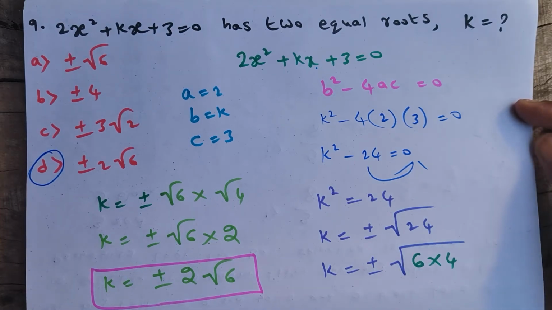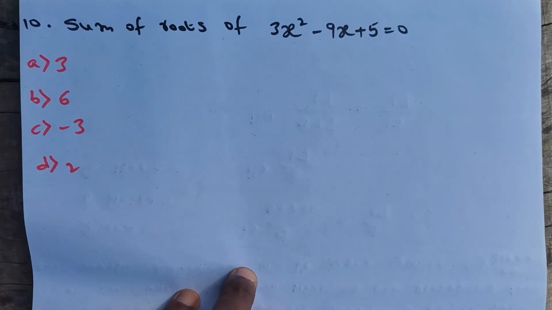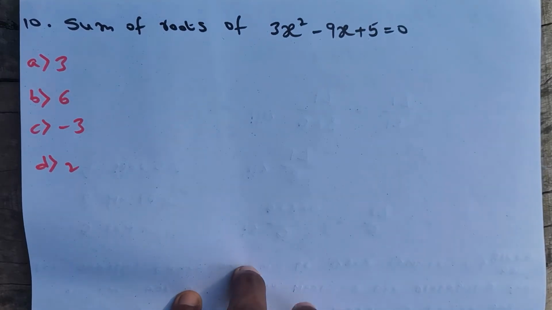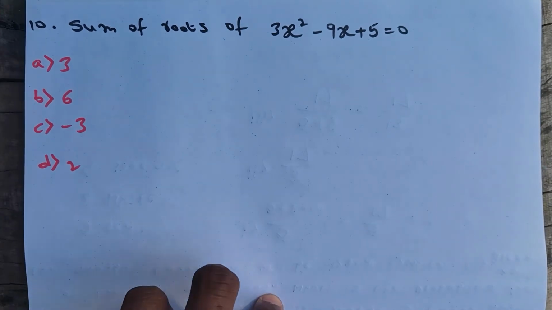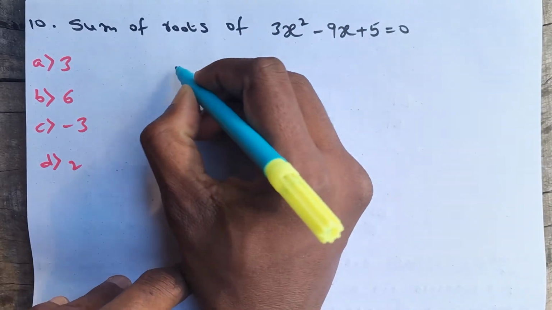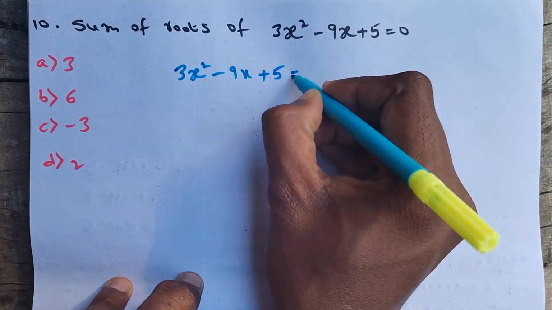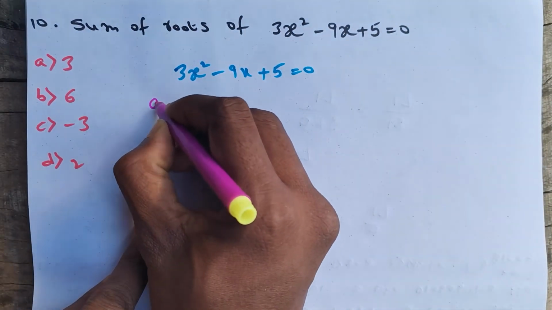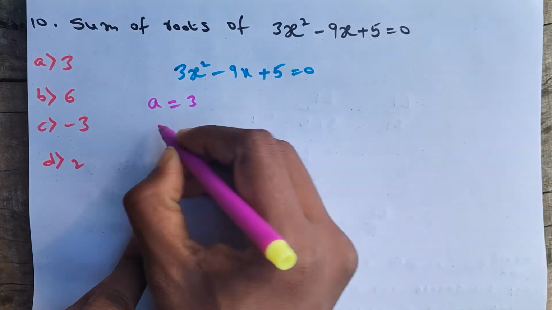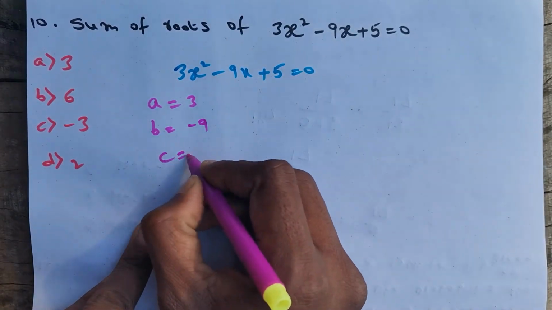Okay, let us move to question number 10. Sum of the roots of the given quadratic equation 3x square minus 9x plus 5 is equal to 0. So the equation is 3x square minus 9x plus 5 equals 0. X square coefficient is a, x coefficient is b. So here x coefficient is minus 9 and constant is c.